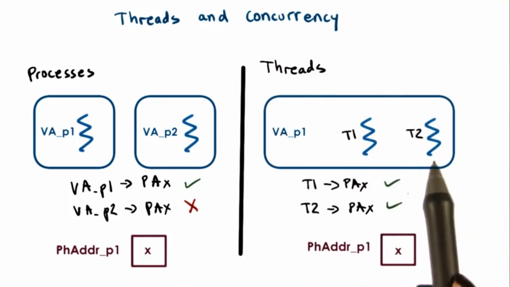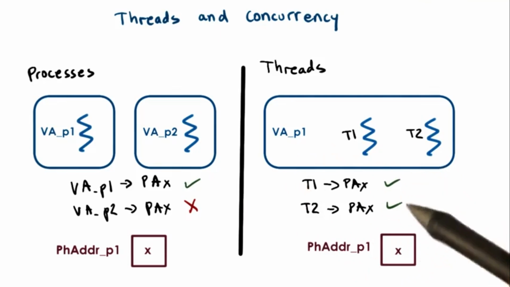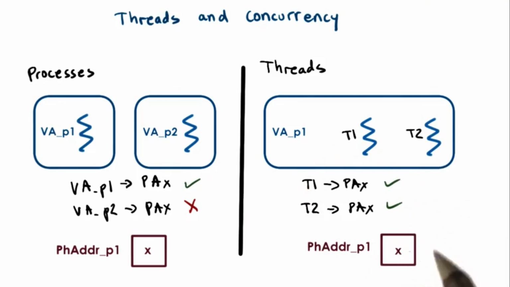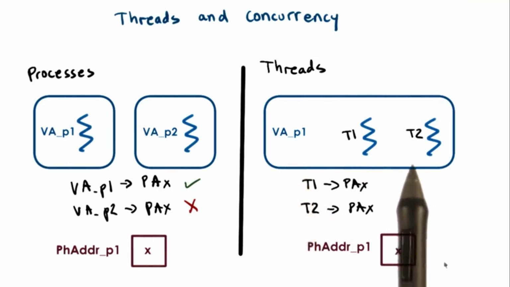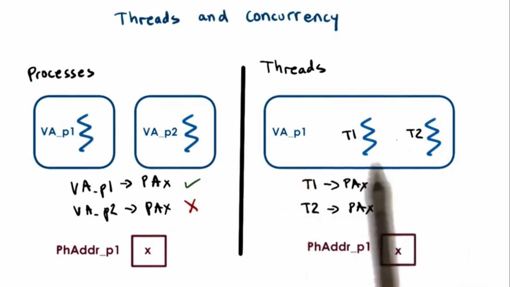So both T1 and T2, concurrently running as part of an address space, can both legally perform access to the same physical memory, and using the same virtual address on top of that. But this introduces some problems. If both T1 and T2 are allowed to access the data at the same time and modify it at the same time, then this could end up with some inconsistencies.